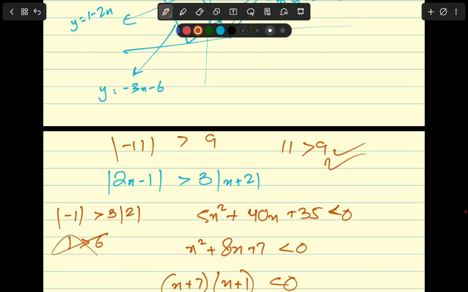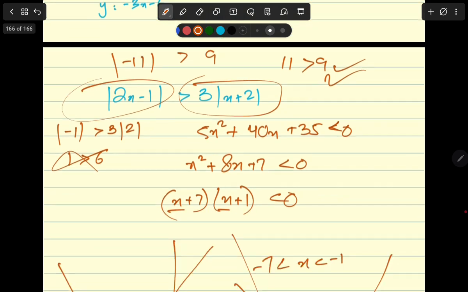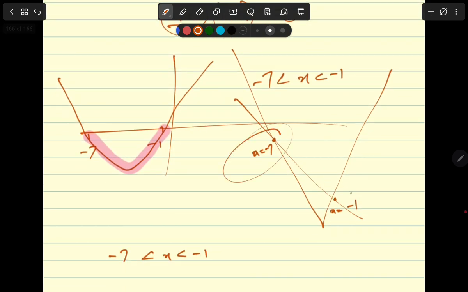Now the graph made sense because these were two V shapes. The solutions occur where the first graph, y equals modulus of 2x minus 1, lies above the second, y equals 3 times modulus of x plus 2, which we just saw. The graphs intersected at x equals -7, which I just showed you, and x equals -1. Between these points, the first graph sat higher. Therefore, x lies between -7 and -1.